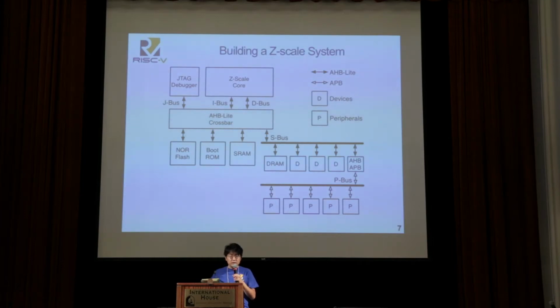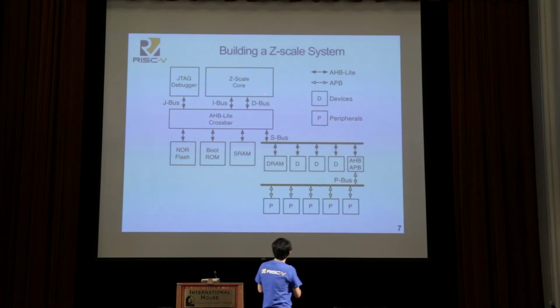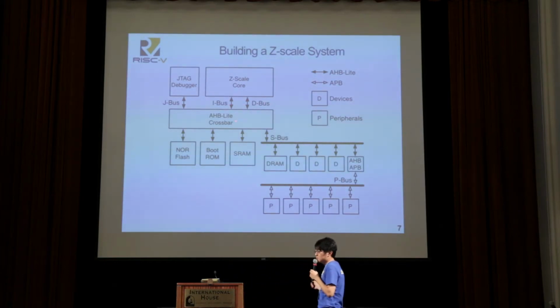So how does Zscale fit into the entire system? This is how you build a system. You start from a core here, and those are the iBus and the dBus. You put them into a crossbar, and you put all the memories that you want to keep close to the processor, which the devices don't need to touch. So you put your NOR flash, boot ROM, SRAM over here. And then you also connect to the system bus, the S bus here, and you hang all the DRAM, the devices which need burst support. And for the peripherals, which don't need the burst support, you just put them on an AHB to APB bus over here and hang all the peripherals off this P bus over there.